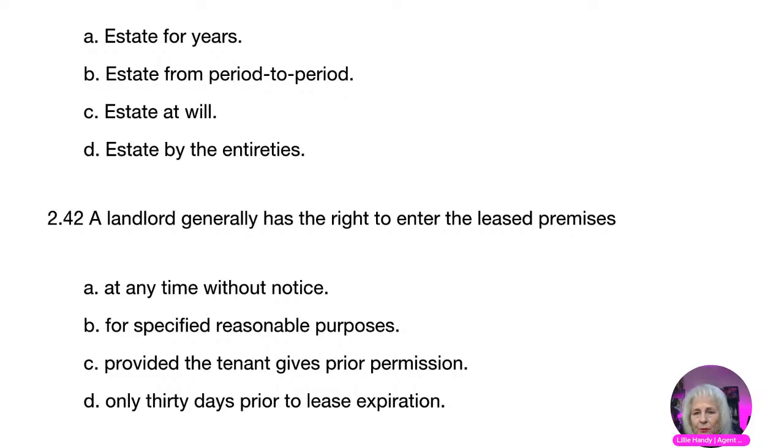Type your answer in the chat. Going once, going twice. Gone. The answer is B, for specified reasonable purposes. So a landlord has the right to go into the property without notice to the tenant if there's a water leak, there's a fire, or sewer problems, or anything like that where others are complaining or has been notified. So that's considered an emergency.